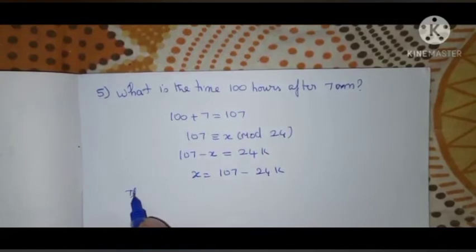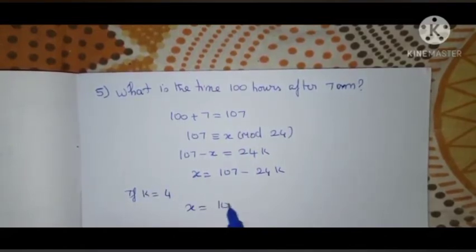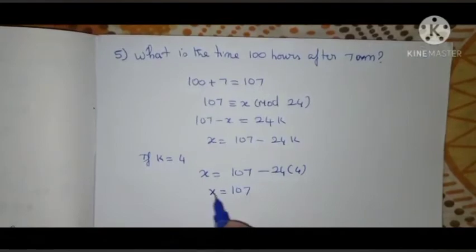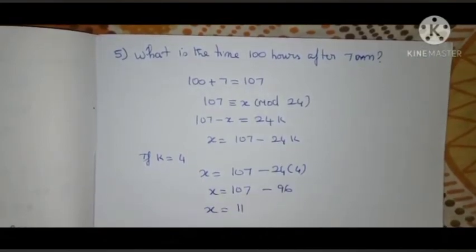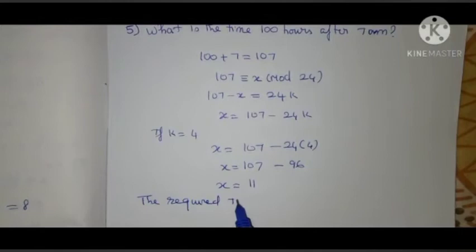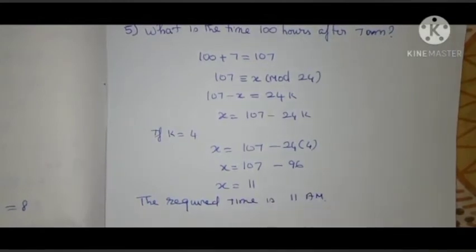If k is equal to 4, x is equal to 107 minus 24 into 4, 107 minus 96, which is 11. x is equal to 11. The required time is 11 a.m.